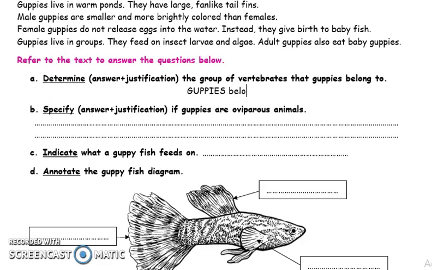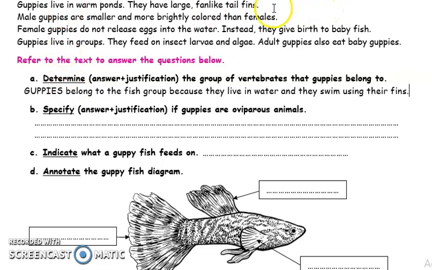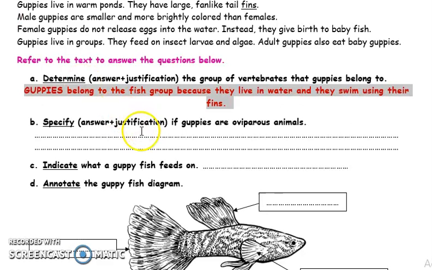Guppies belong to the fish group. Why? Don't forget, each time I ask you to determine, you have to tell why. Because they live in water and they swim using their fins. Didn't they say that they have fins? They have fins, so they are fish. Guppies are fish because they live in water and they use their fins to move.